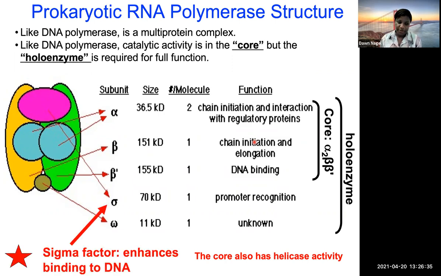So this polymerase multi-protein complex really does have these 2 separate functions. The sigma factor is absolutely required because it really enhances the binding to the DNA. Otherwise, the polymerase just very weakly binds to the DNA, okay? And it's not able to synthesize or transcribe the RNA efficiently.